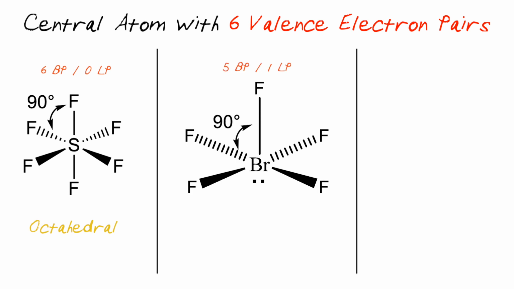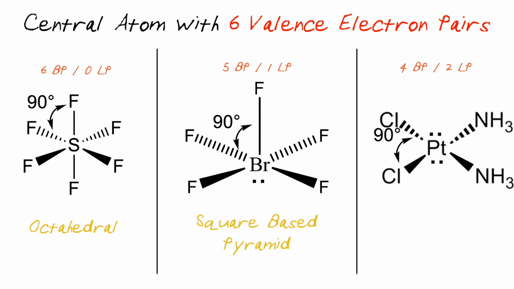Next up, 1 lone pair, 5 bonding pairs. You get a square-based pyramid. Again, 2 wedges out, 2 dashes in. Next up, 2 lone pairs, 4 bonding pairs. This is a square planar. The bond angle is 90 degrees, 2 dashes in, 2 wedges out.